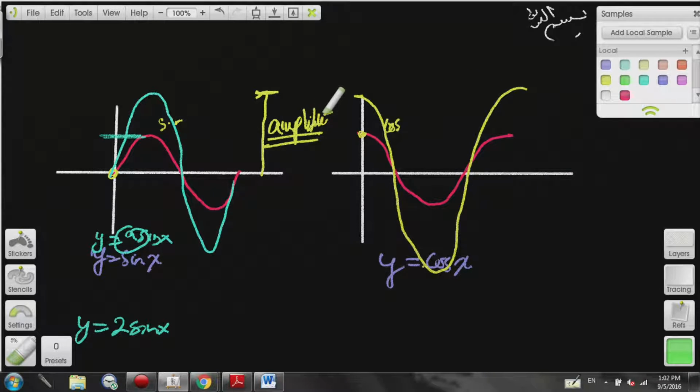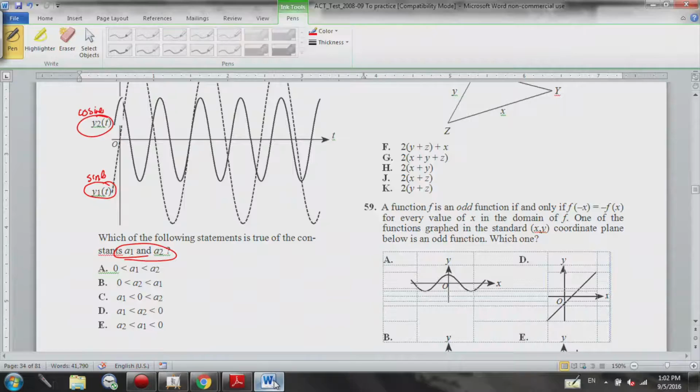That's the period, from here to here, and b controls that. This question doesn't ask us about that, because the question is about amplitude, which is about a. The bigger the a is, the bigger this is. That you have to know to be able to answer this question.